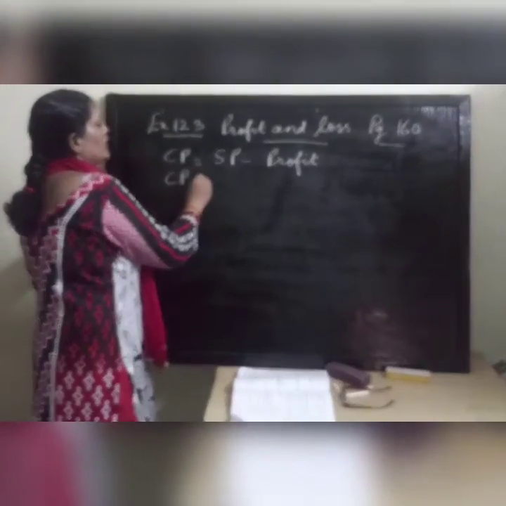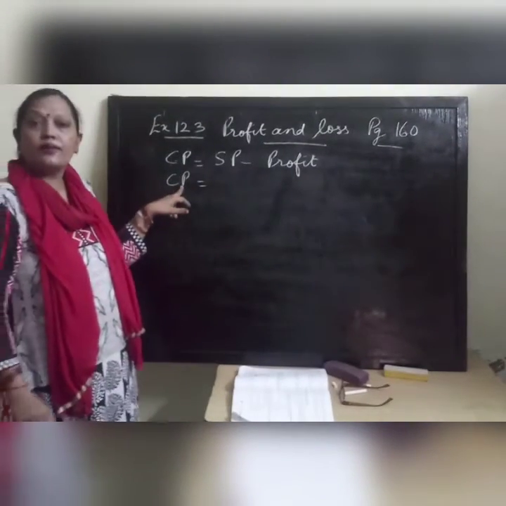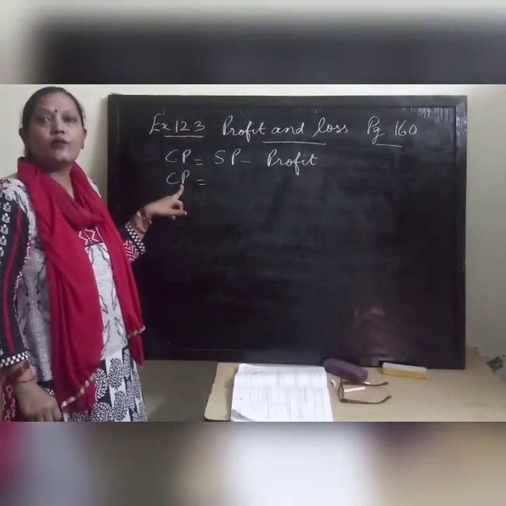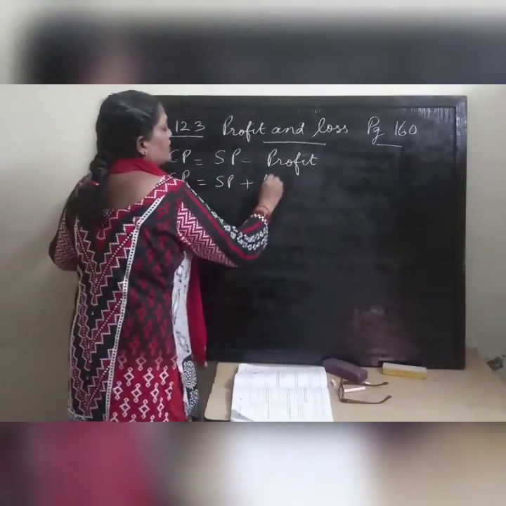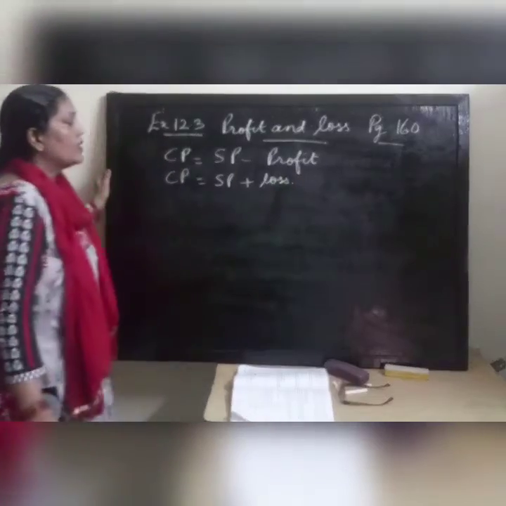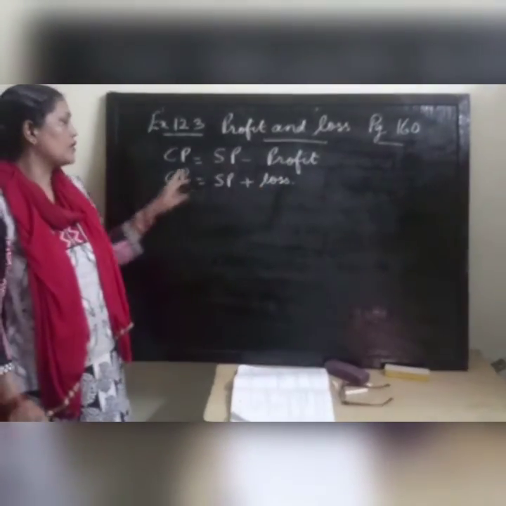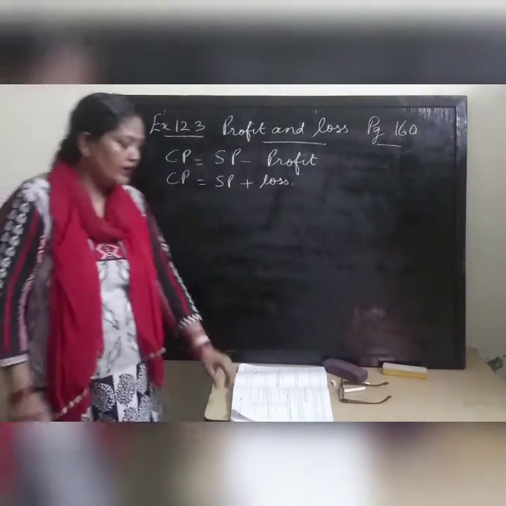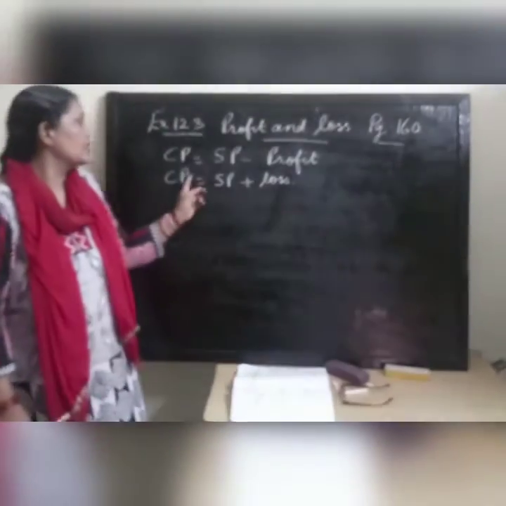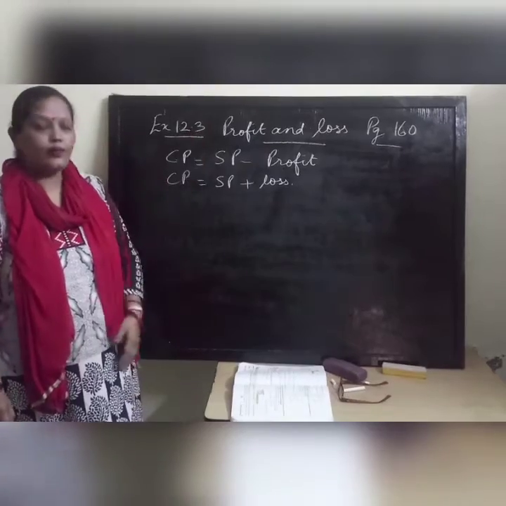Similarly, if there is loss, then our cost price will be more because we have purchased it for more amount. So for more, we will add loss to selling price. You keep it in mind, for loss, cost price is more. So we have to add it to the selling price. Using these formulas, we will start the exercise 12.3.